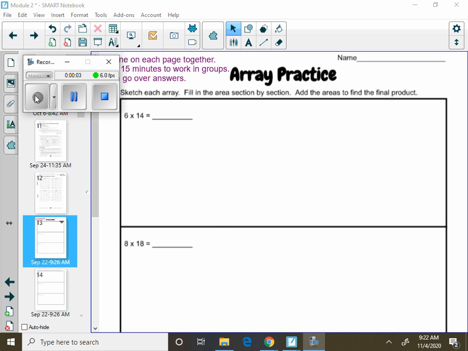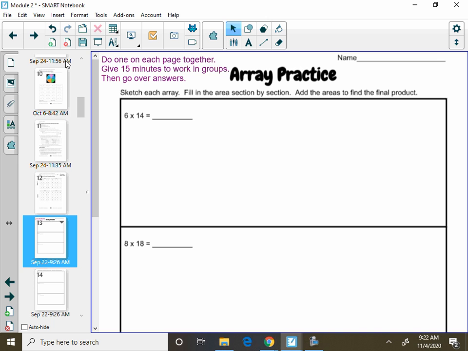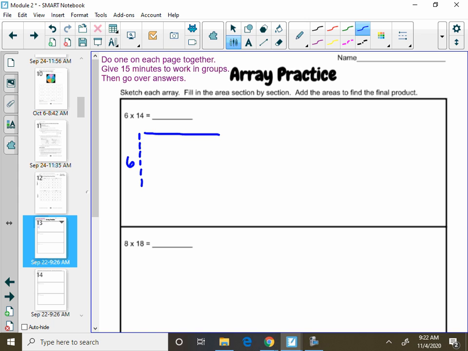All right, my dears. Let's go ahead and draw out this first one. We're going to draw 6 by 14. Here we go. So you're going to make your paper look like my paper. 6 on the side, and 14 across the top.